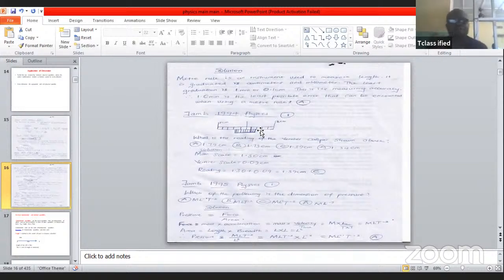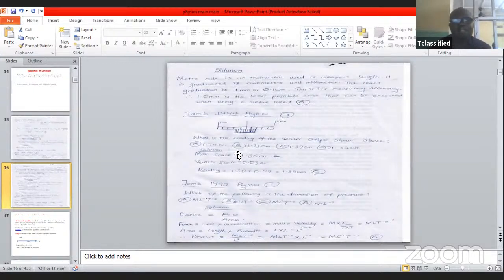And like I told us before, we take the main measurement first, the main scale, then the vernier scale. So the main scale here is 1.3. So this is 1 cm, as you can see, this is 1 here. So this is 1.1, 1.2, and 1.3. So it's 1.3 just before the vernier scale. That's why we have 1.3 here.